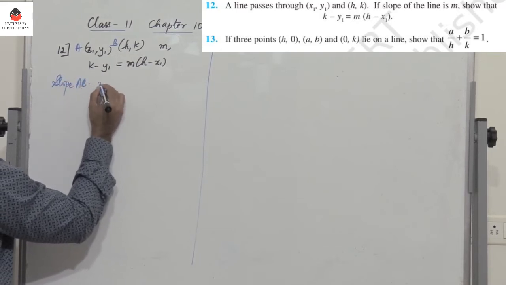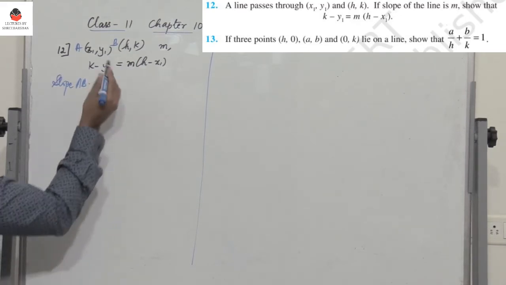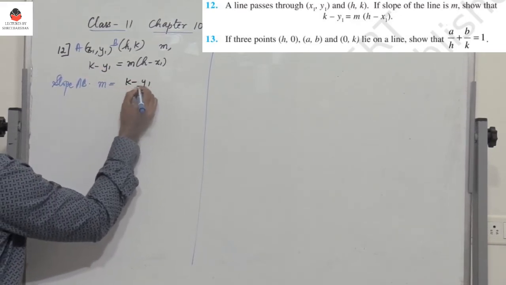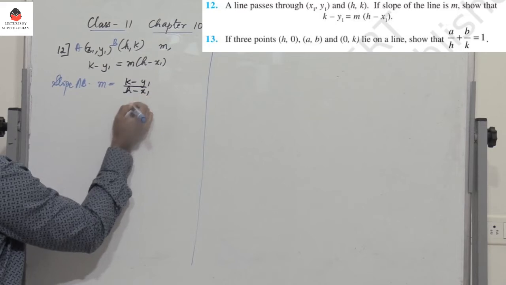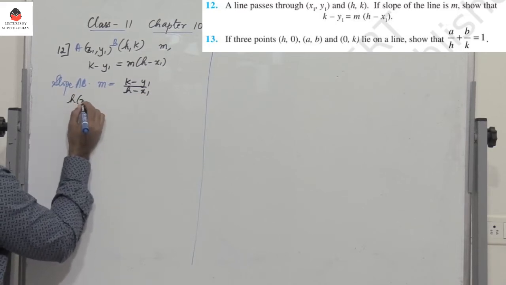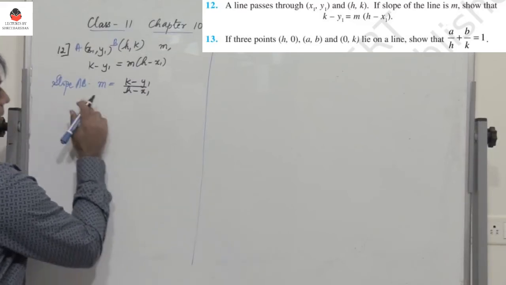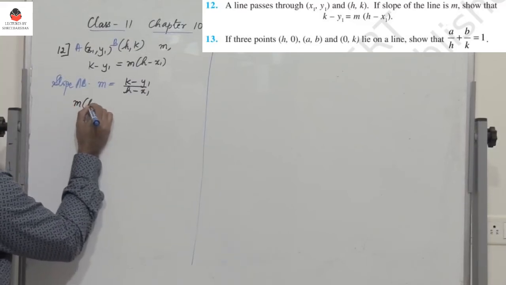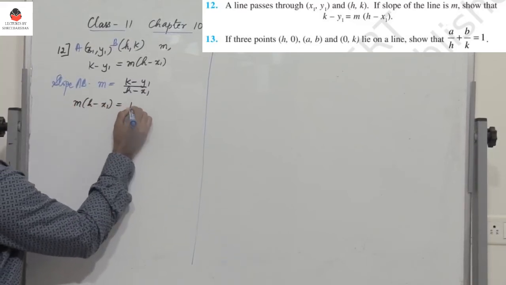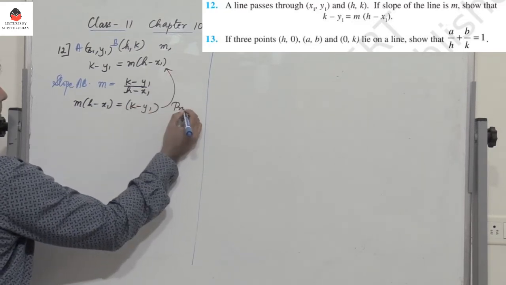which is m, given m equals y2 minus y1, so k minus y1 divided by h minus x1. Right, so cross multiply, and you get m into h minus x1 equals k minus y1, and this is what we need. So proved.